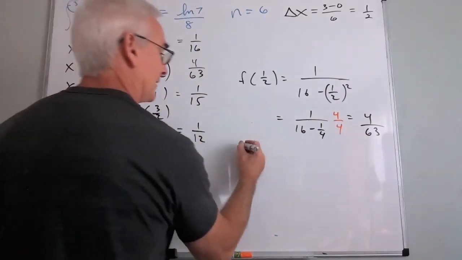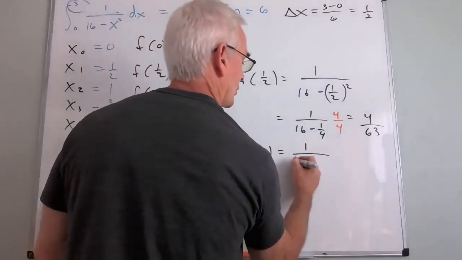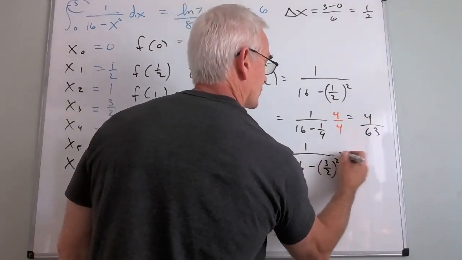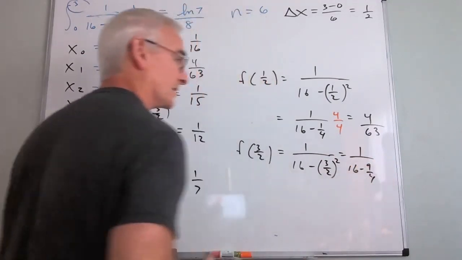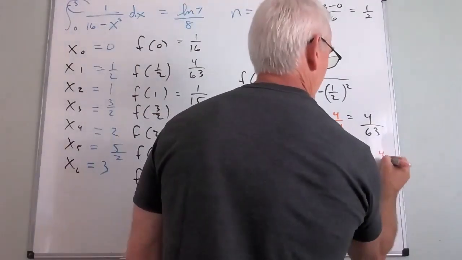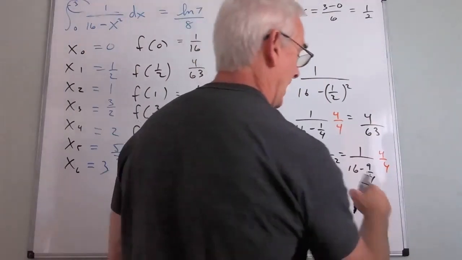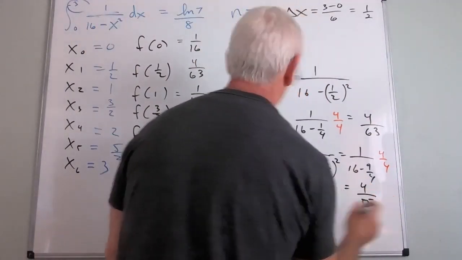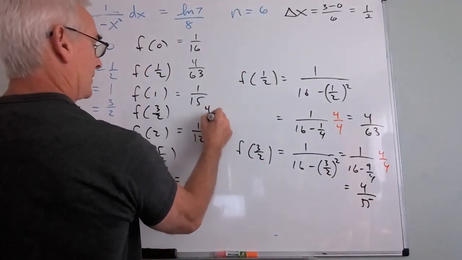Now, what about f of 3 halves? Let's do the same thing. f of 3 halves is 1 over 16 minus the square of 3 halves, which would be 1 over 16 minus 9/4. So if I just simply go 4 over 4, that's going to be 64 minus 9 on the bottom. That'd be 4 over 55. And I'm running out of room here. 4 over 55.